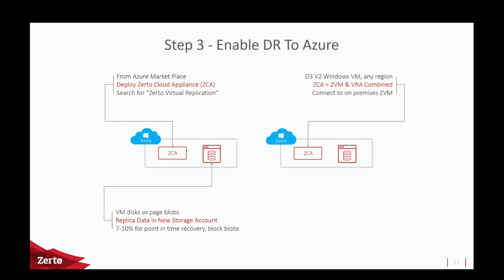We're using page blobs for the virtual machine disks, hence the 1 terabyte limit, albeit with a workaround. And then we're using cheap block blobs for the ability to rewind to previous points in time. And this can be anything from 1 hour up to 30 days. As a typical overhead, we recommend an additional 7%. So if you're protecting 100 terabytes of VMs, then in Azure you're going to be using 100 terabytes in your storage account plus an extra 7 terabytes for the point-in-time recovery.